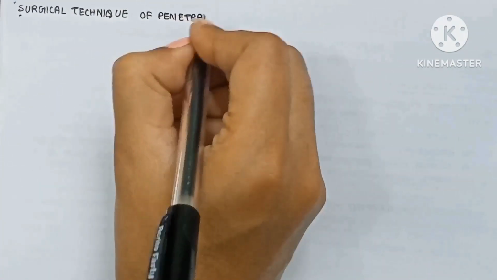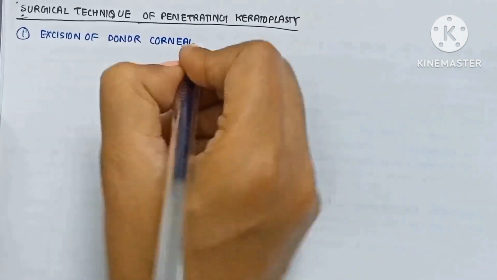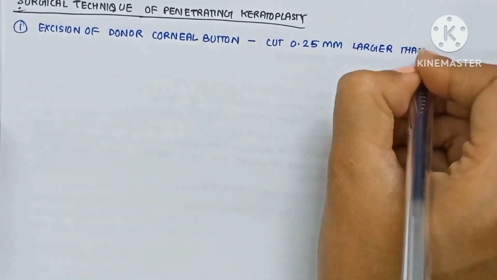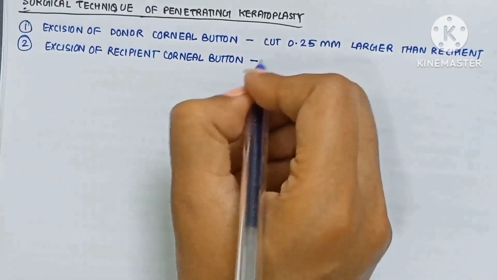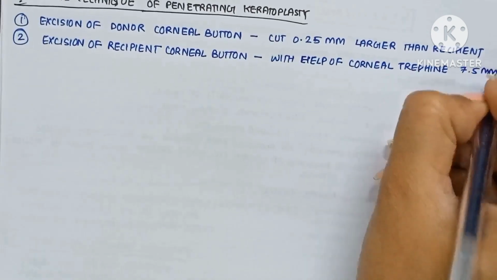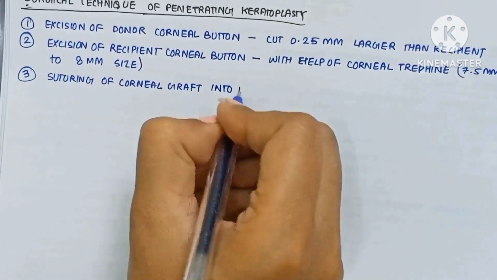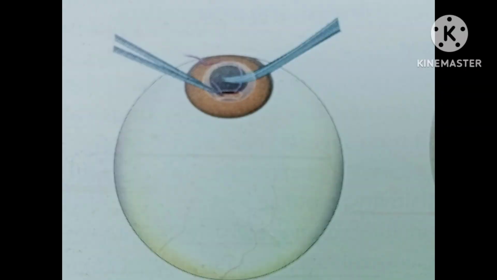Now the surgical technique of penetrating keratoplasty. First step is excision of the donor corneal button, as shown in this picture, cut 0.25 mm larger than the recipient. The second step is excision of the recipient corneal button, as shown in this picture, with the help of a corneal trephine, 7.5 mm to 8 mm in size. Third step is suturing of the corneal graft into the host bed using 10-0 nylon sutures, as shown in this picture.